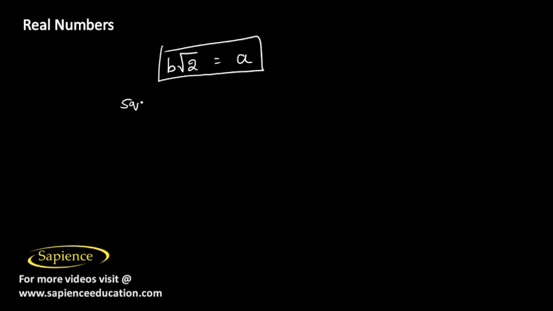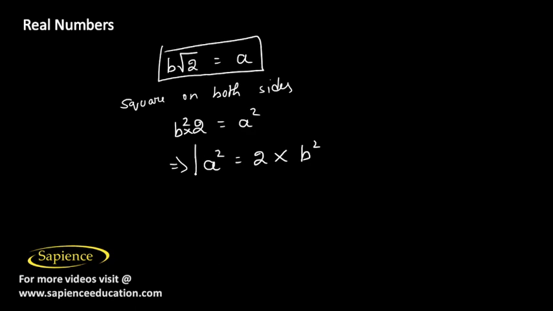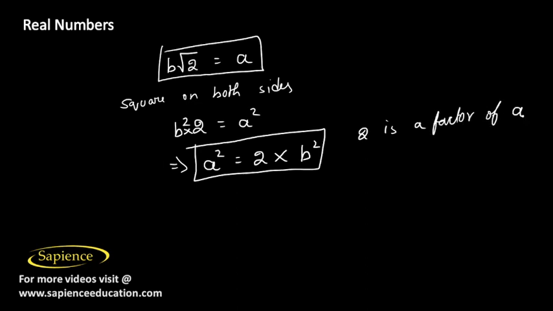Now we will square on both sides. By squaring on both sides, we are getting b square into root 2 the whole square, which will become 2. b square into 2 is equal to a square. So we just got a square is equal to 2 into some other number. What this means is 2 is a factor of a square, because a square is equal to 2 into some other number. That means 2 is a factor of a square, which also means 2 is a factor of a.